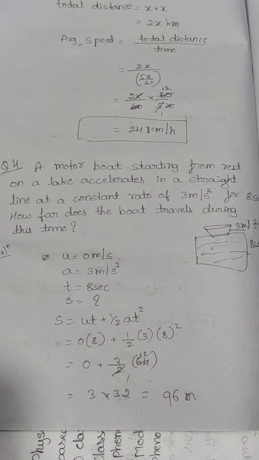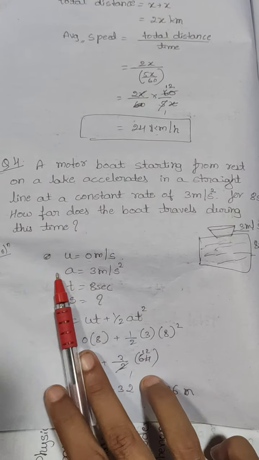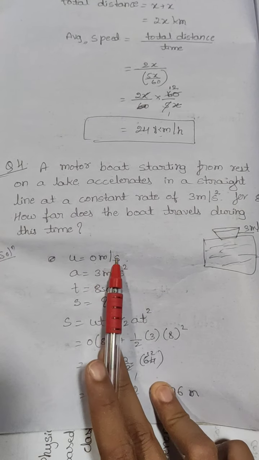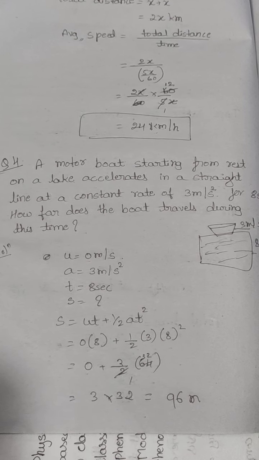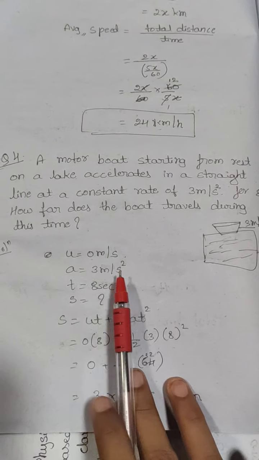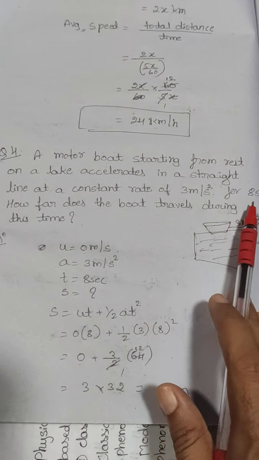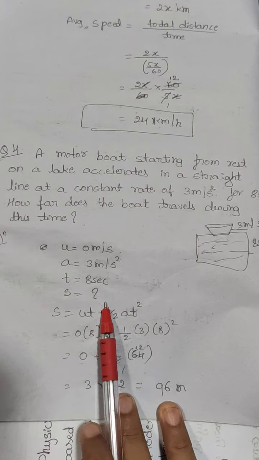So here a motorboat is there. It starts from rest, which means its initial velocity becomes 0 meter per second, and it moves with an acceleration of 3 meter per second square. So during a time of 8 seconds, t is equal to 8 seconds, and s is equal to question mark.